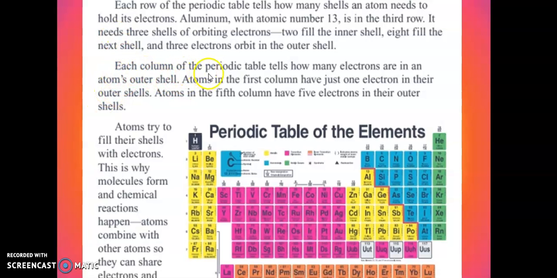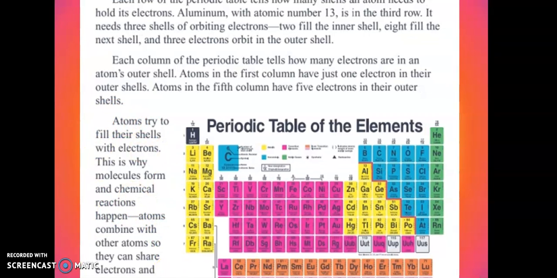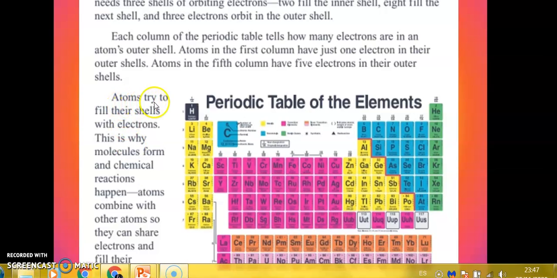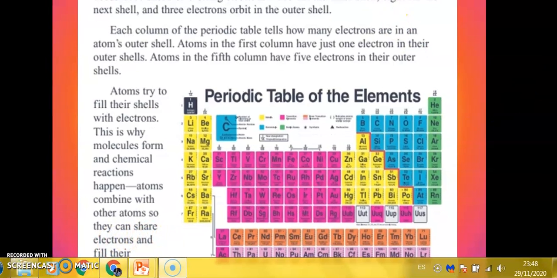Each column of the periodic table tells how many electrons are in an atom's outer shell. Atoms in the first column have just 1 electron in their outer shells. Atoms in the 5th column have 5 electrons in their outer shells. And to conclude the reading, atoms try to fill their shells with electrons. This is why molecules form in chemical reactions, and how chemical reactions happen. Atoms combine with other atoms so they can share electrons and fill their shells.